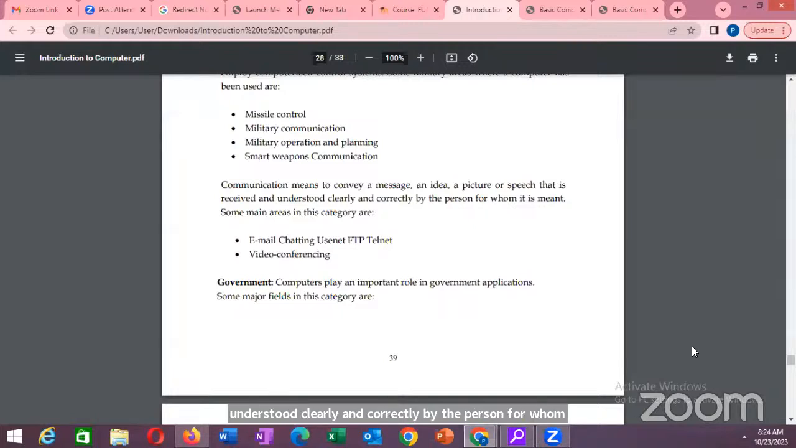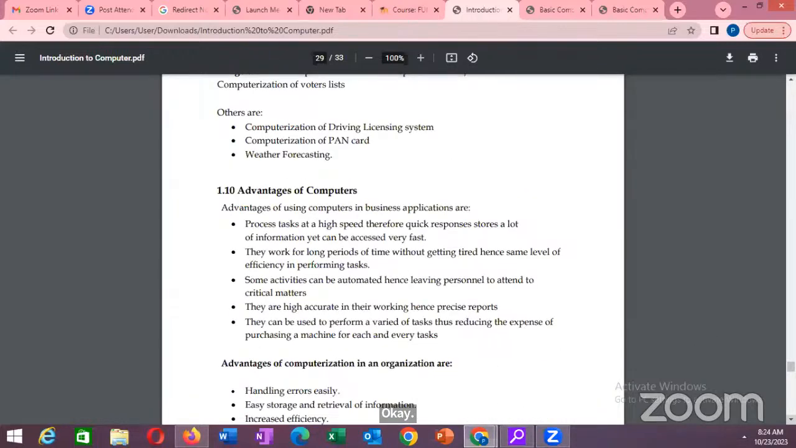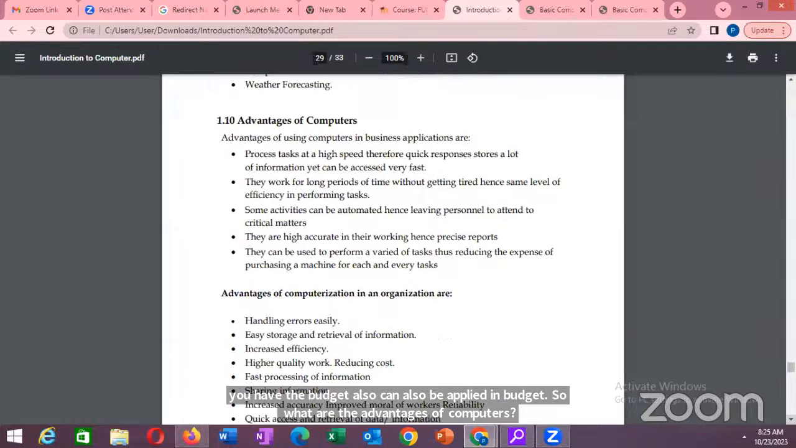Some main areas in this category are email, chatting, Usenet, FTP, Telnet, video conferencing. Then we have the government. Then you have the budgets, it can also be applied in budgets. So what are the advantages of computers? Computers process tasks at a high speed, therefore quick response. They store a lot of information, yet it can be accessed very fast.